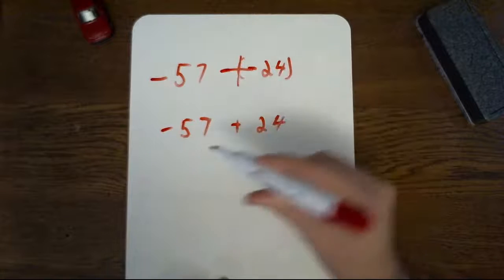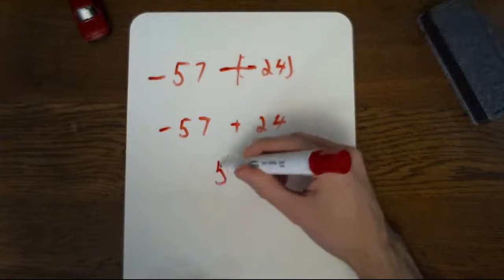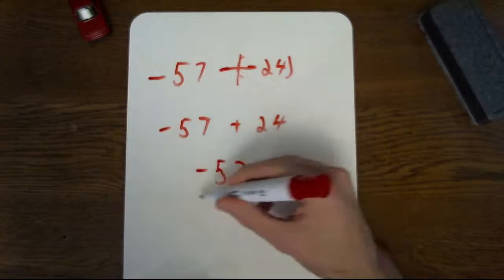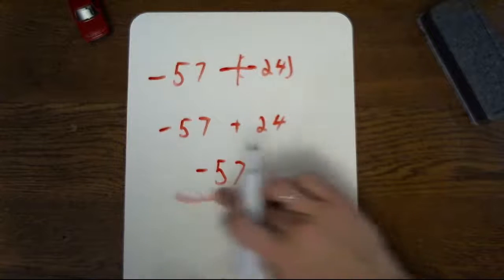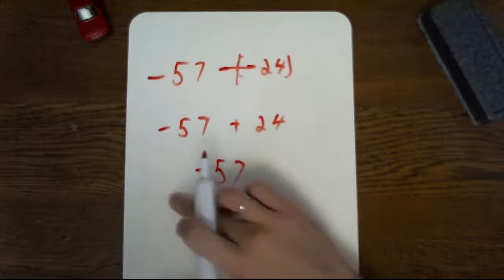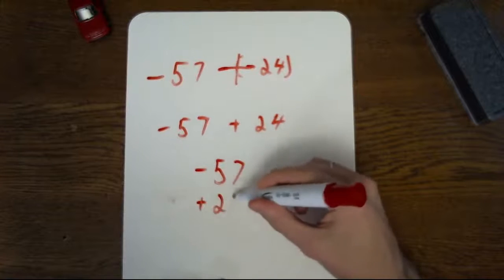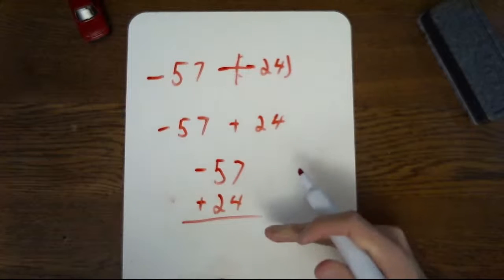57 is the bigger absolute value number, and that's negative. Don't put the line here yet. What are you doing, Kevin? We're online. Jeez. And then we're going to add 24.